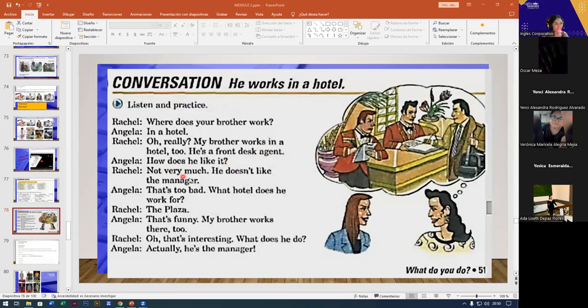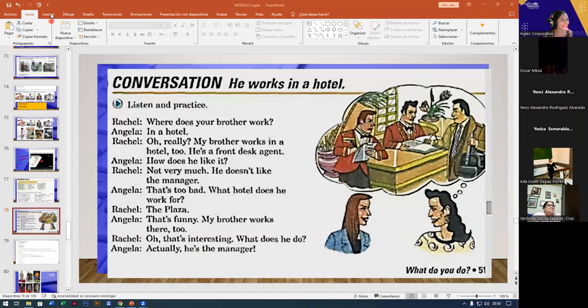He's a front desk agent. How does he like it? Not very much. He doesn't like the manager. That's too bad. What hotel does he work for? The Plaza. That's funny. My brother works there too. Oh, that's interesting. What does he do? Actually, he's the manager. Imagine, and he said he doesn't like the manager. And in the end, the brother is the manager. You see? Coincidences. Now, we're going to practice it here. Oscar, let's start, please. Where does your brother work? Repeat it, please.